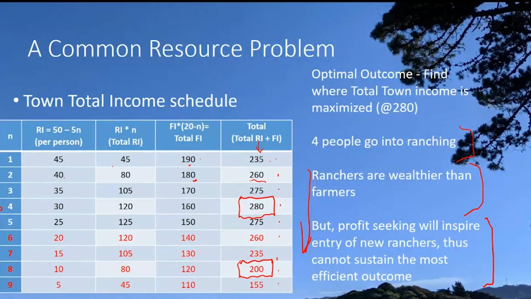So there's lots of individuals who would still be inspired to try to become ranchers in this particular scenario if we stopped at 4. So the equilibrium here is unstable, we would say. It's not likely to be maintained through the goodwill or self-interested behavior of the individuals that are participating in the marketplace.